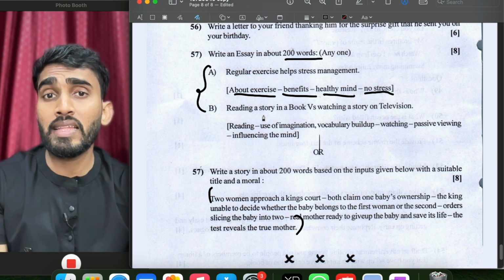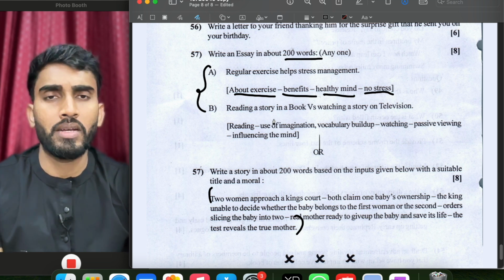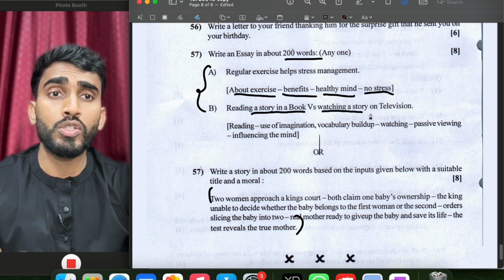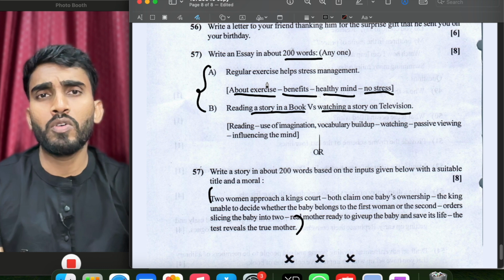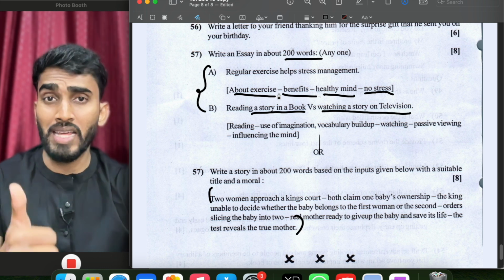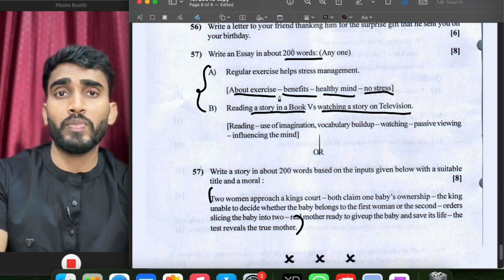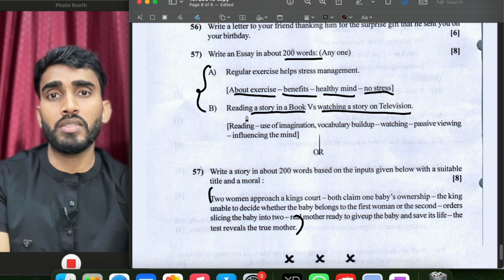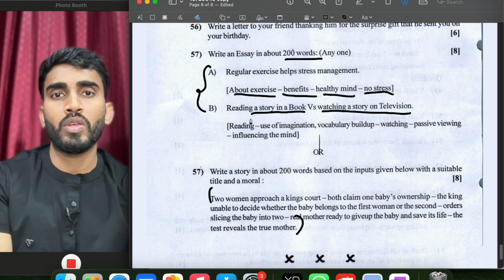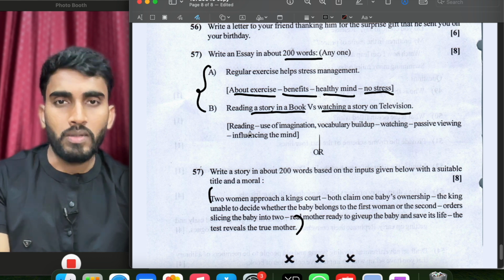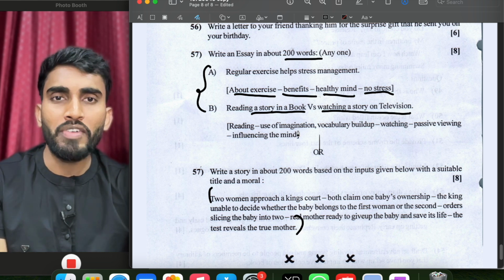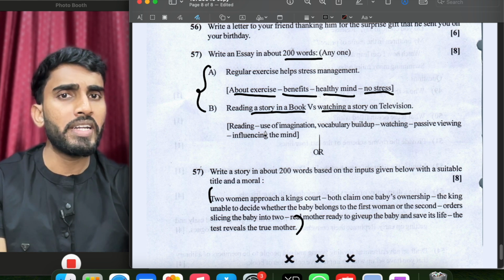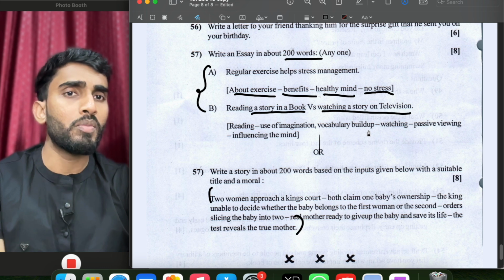Similarly, here this is an essay where you have to debate about two different ideas, that is reading a story in a book versus watching a story on television. Your first essay was just about one particular topic, that is exercise and how it helps in managing stress, whereas the second essay is about a debate. So you have to use the points: reading, use of imagination, vocabulary buildup. This is all about the benefits of reading.